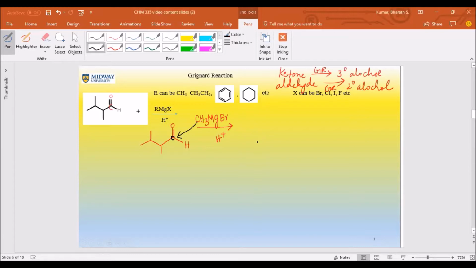And as with the previous case, not much has changed, okay? So here is your active site, and the O gets itself attached to the MgBr, and then the CH3 gets itself attached to the same carbon, and then you have your hydrogen, right? So this is what has been added to this active site from what you designed, okay? Now the H plus acts on it, and then we have our final product.